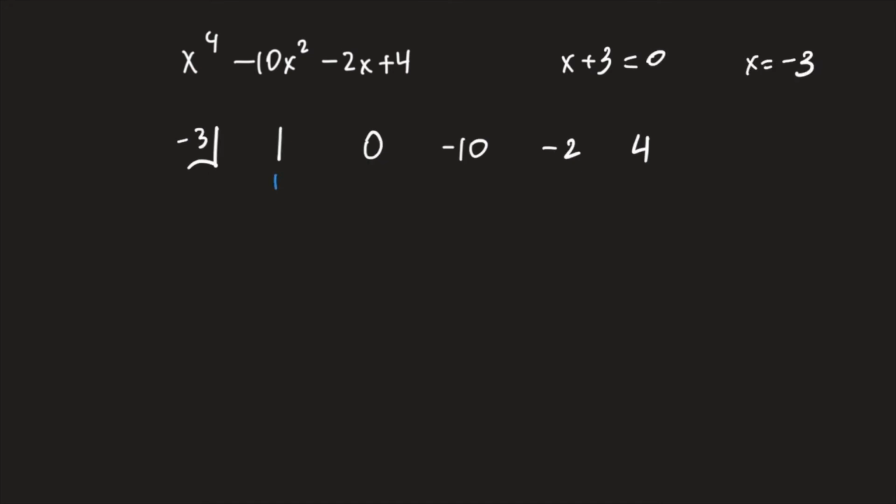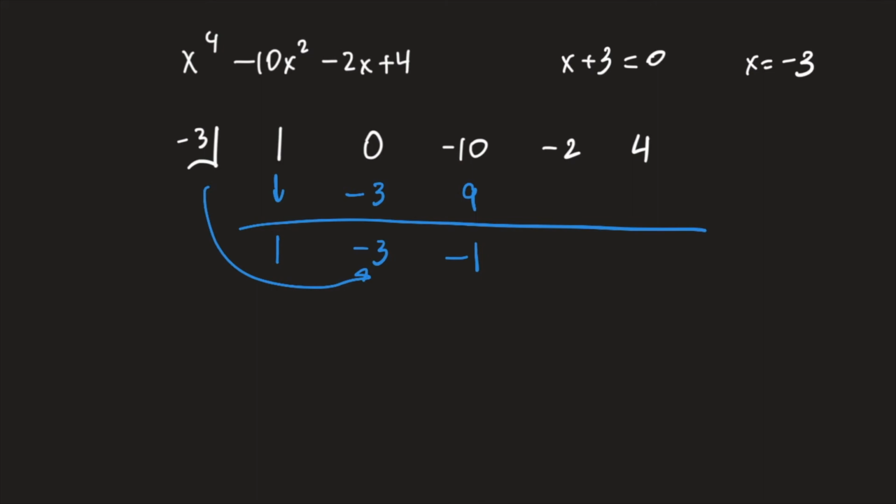So as before, I'm going to bring 1 down, the first number down. I'm going to multiply negative 3 times 1. I have negative 3. 0 minus 3 is negative 3. Multiply by negative 3 again. That is 9. Negative 1. Negative 1 times negative 3 is 3. Positive 1. Negative 3 times 1 is negative 3. And that gives me a remainder of 1.